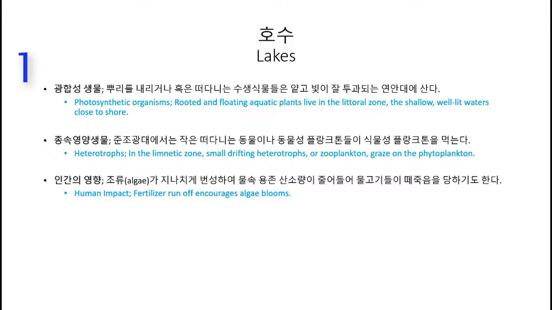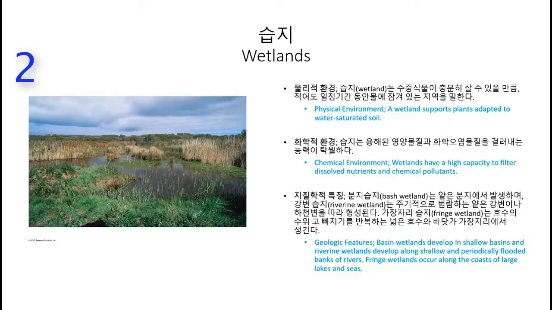Human impact. Runoff from fertilized land and dumping of waste leads to nutrient enrichment, which can produce large numbers of algae, resulting in oxygen depletion. Number 2. Wetlands. Physical environment. A wetland is a habitat that is inundated by water at least some of the time and that supports plants adapted to water-saturated soil. Some wetlands are inundated at all times, whereas others flood infrequently.